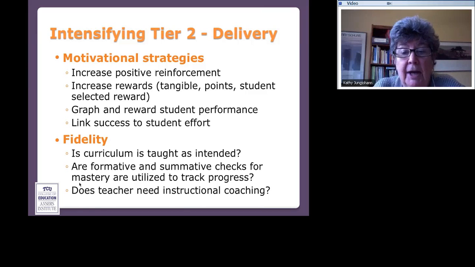And then finally, the fidelity. Is the curriculum being taught as intended? Are formative and summative assessment checks for mastery utilized? And does the teacher, maybe does the teacher need instructional coaching to carry out the intervention?